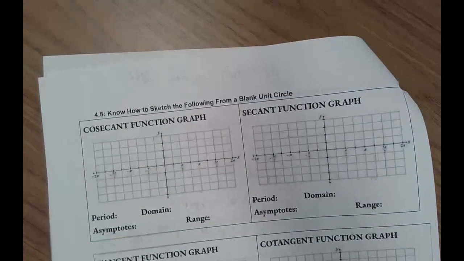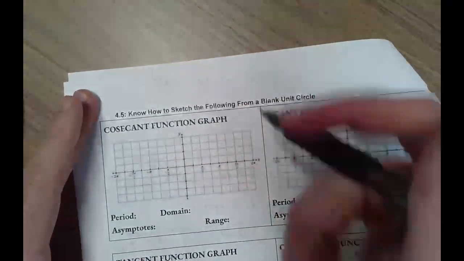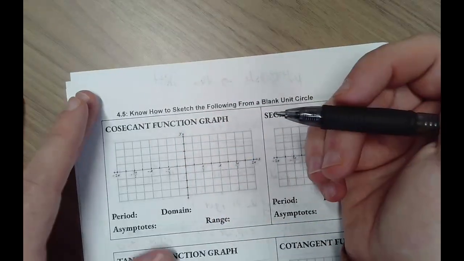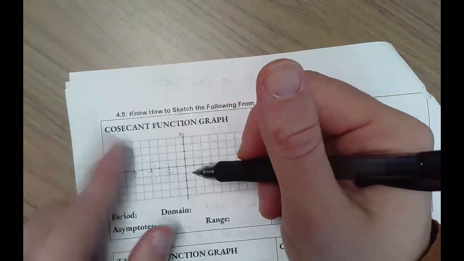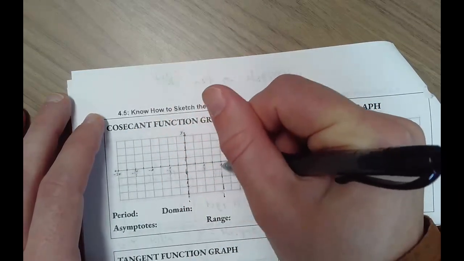Cosecant, secant. So cosecant and secant are also very similar, like cosine and sine. Cosecant is 1 over sine. So the way I remember it is, okay, well, I'm going to have vertical asymptotes when sine is 0, since sine is 0 at every 0 and every multiple of pi.